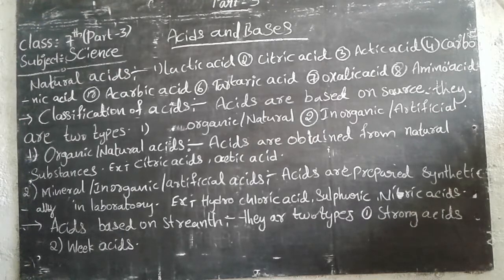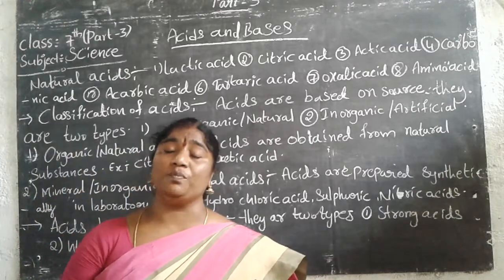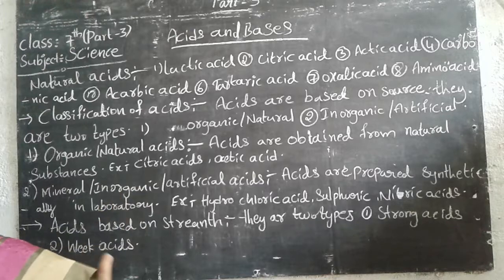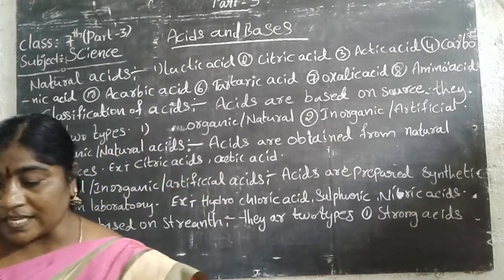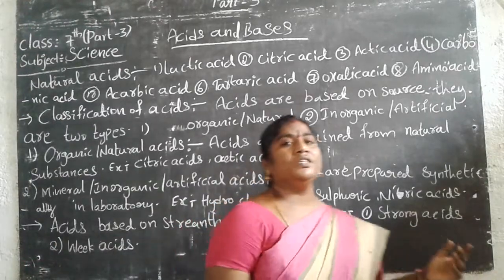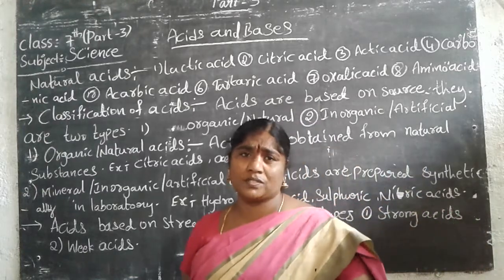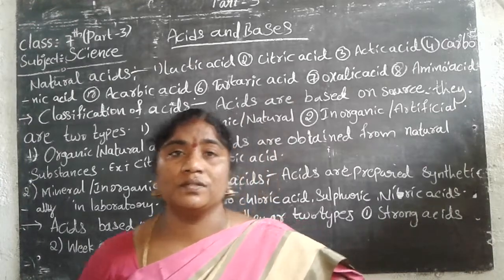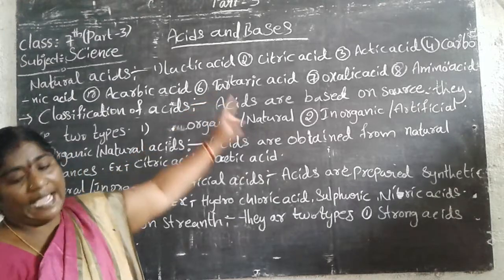Lactic acid: you know very well that in daily life we eat curd. How is milk changed into curd? It is because of lactic acid, so the example of lactic acid is curd. Second one, citric acid. Citric means sour in taste. Citrus fruits like lemon juice and orange juice, which we take in summer days, are sour in taste. They are examples of citric acid.